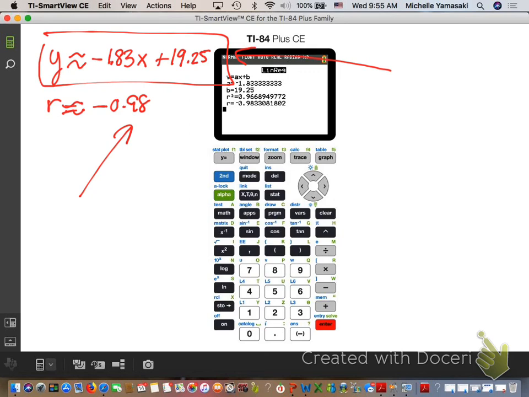Now, when is it not going to be a good line of best fit? When it's 0. In the graph, maybe my data is really spread out. Maybe my line is really skewed. Could be a couple of different things. Does that make sense? Okay, we will talk more about correlation coefficient tomorrow.